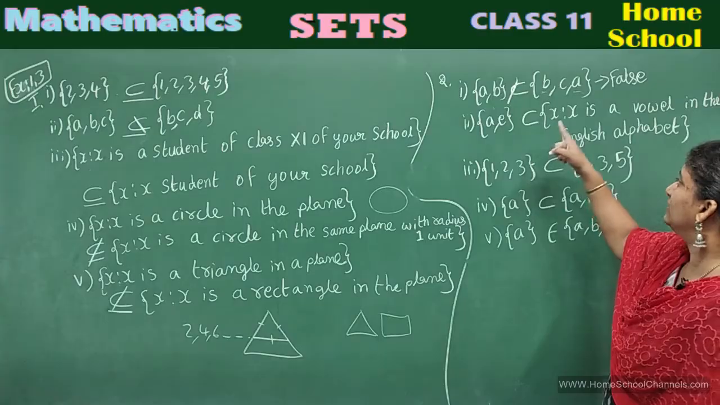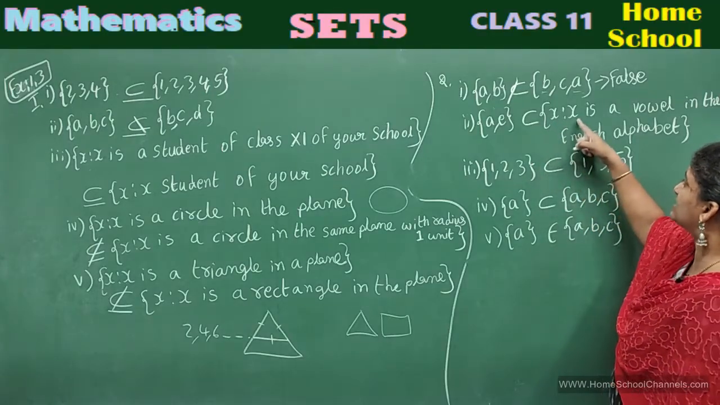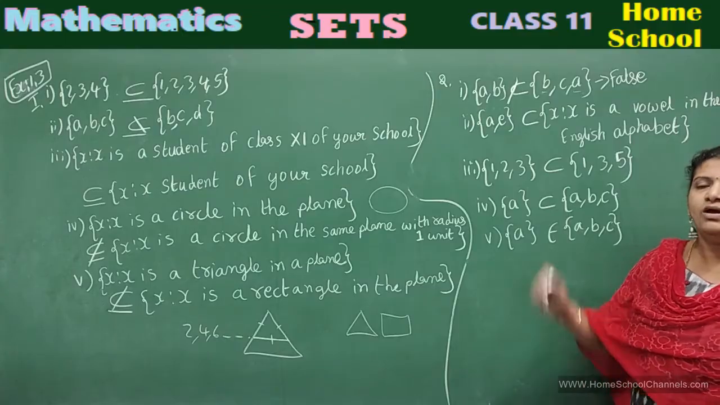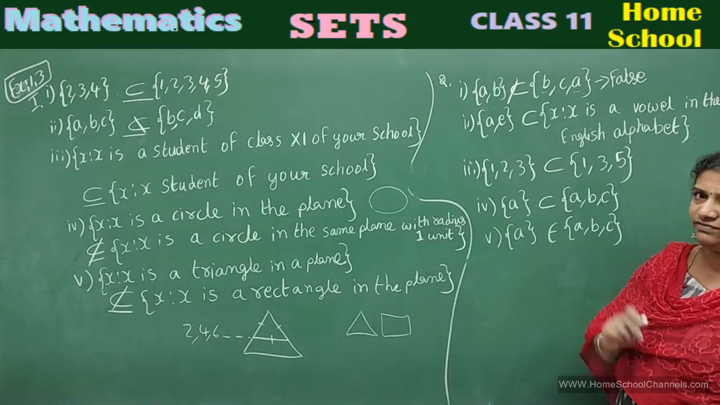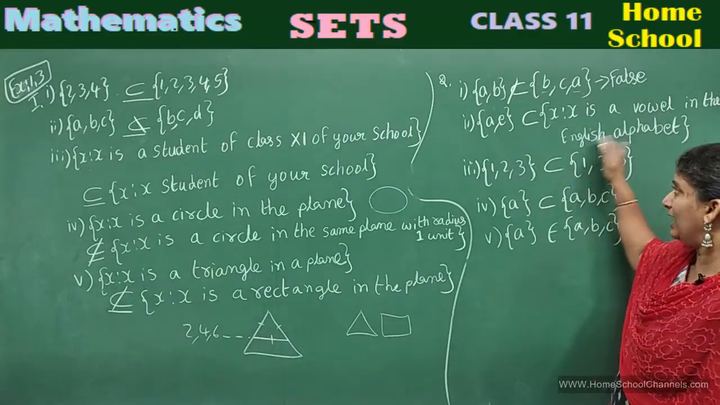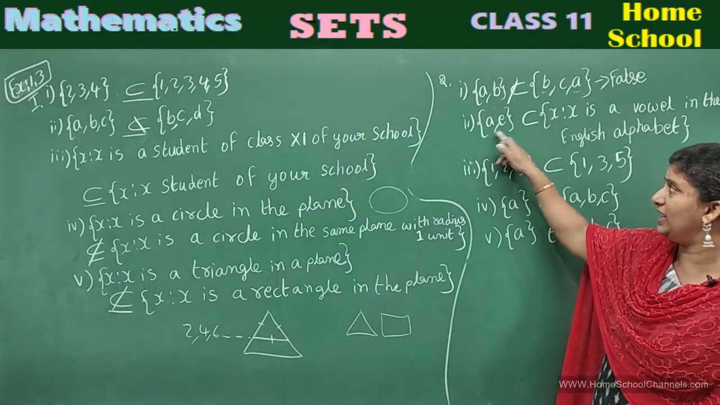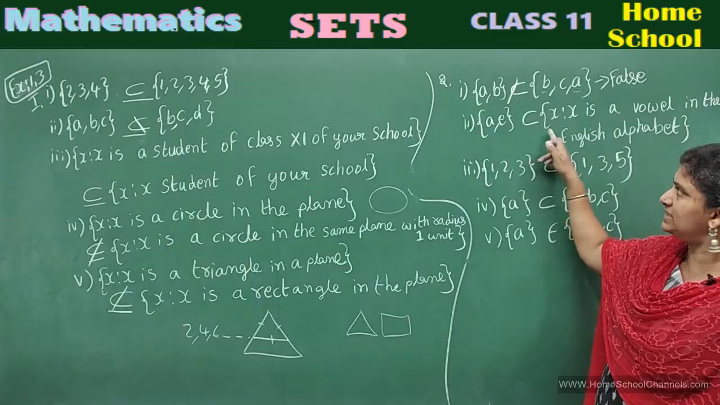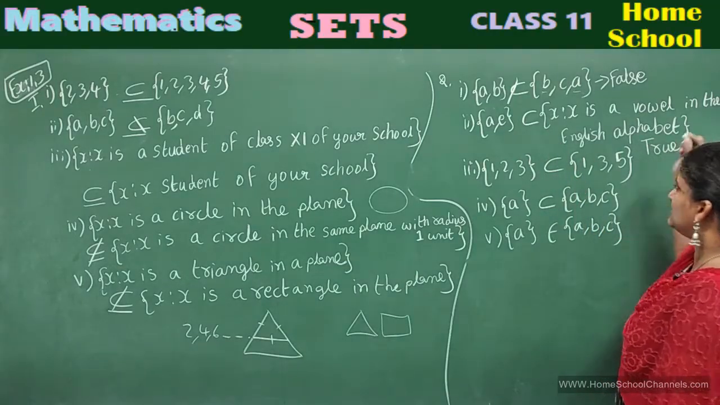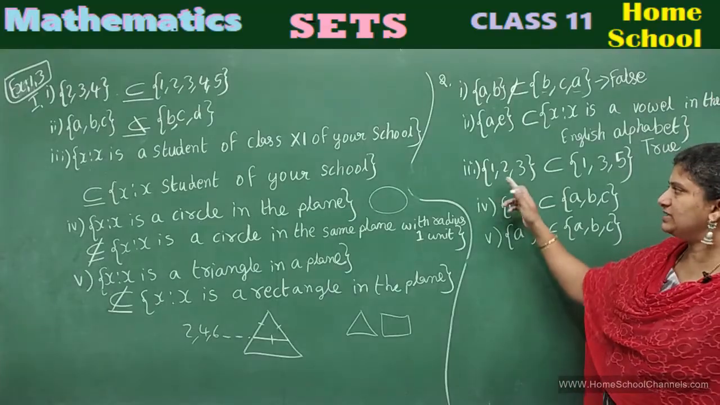Next one. {A, E} is a subset of {x such that x is a vowel in the English alphabet}. What are all the vowels of the English alphabet? A, E, I, O, U. In A, E, I, O, U, A and E are present. So it is a subset. So what you can say about this one? This is true.